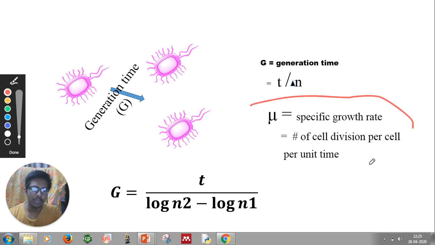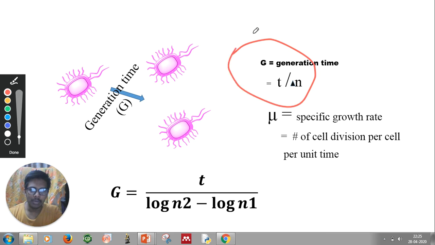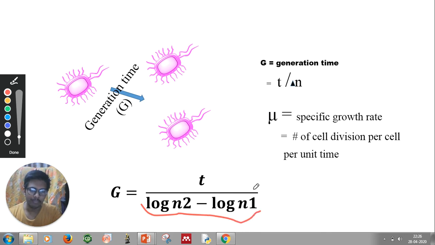So mu is the specific growth rate, that is, the number of cell divisions per cell per unit time. G is an important parameter for bacterial cell growth. G is actually t by log N2 by log N1. This is a very important parameter you have to remember for exam purposes.